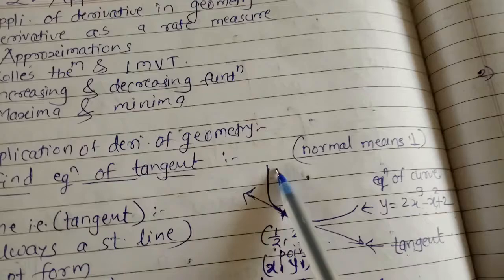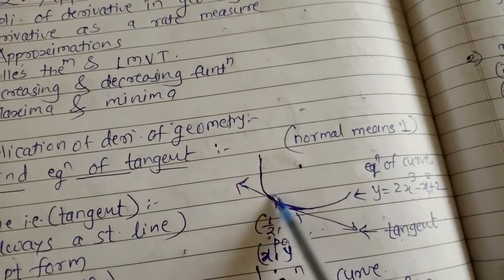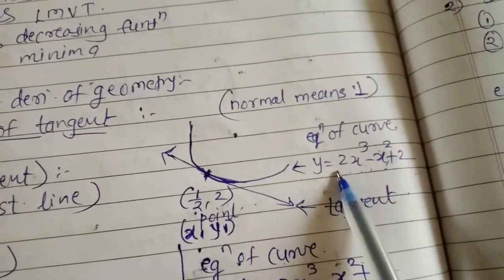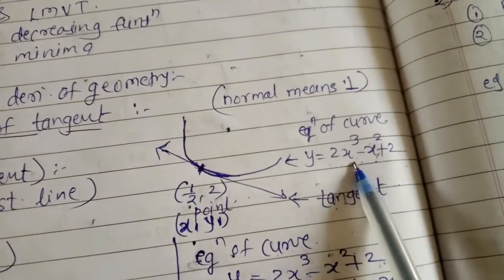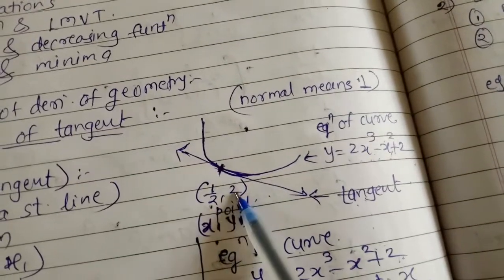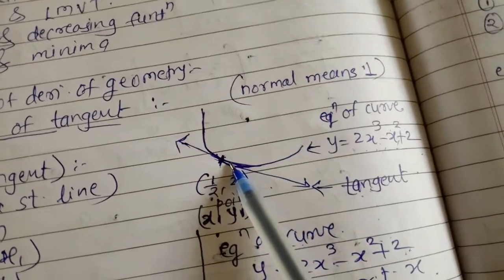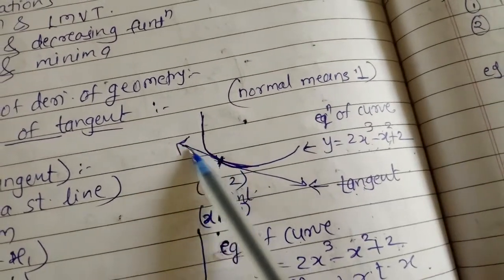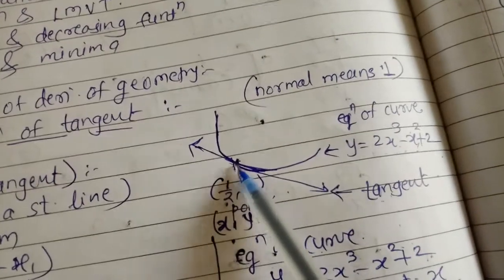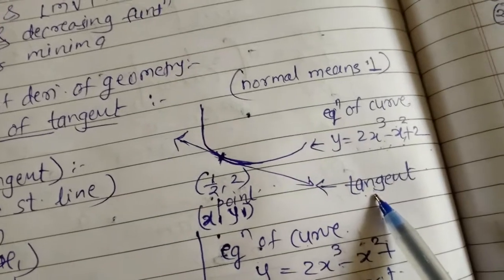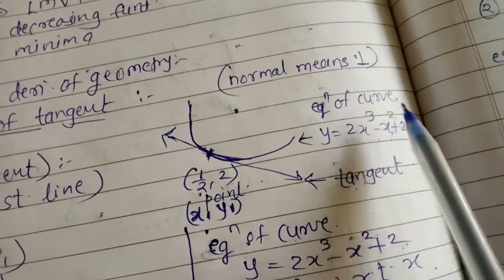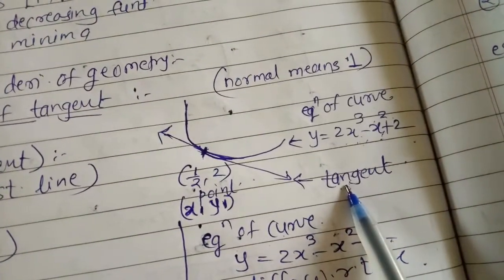See, if we are given one curve, having the equation, just taking one example, y equals 2x cube minus x square plus 2. This is the equation of the curve, and on this curve there is a point, half and 2. These are the coordinates of this point, and this line passes through this point, or touches this curve at this point, and you know that this is nothing but the tangent. If you are given the equation of the curve, how to find out the equation of the tangent, we are going to see.